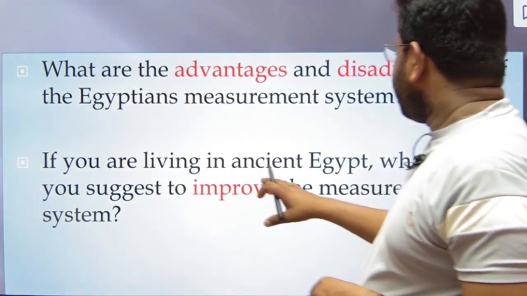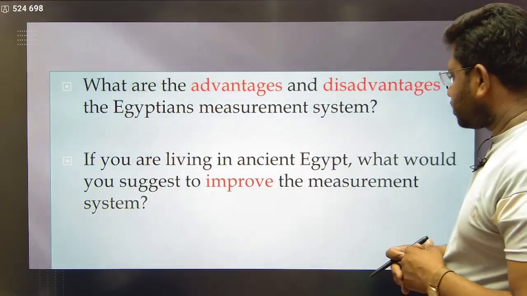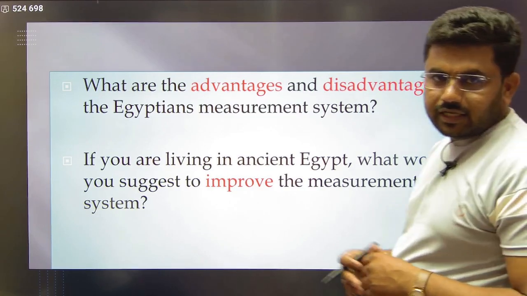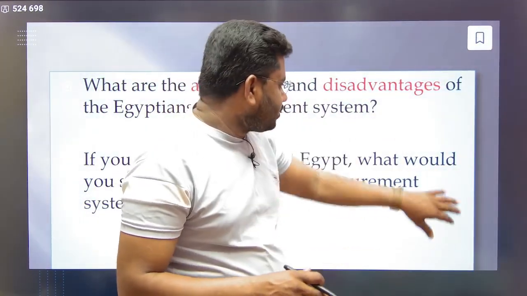If you were living in ancient Egypt, what would you suggest to improve the measurement system? You have to decide what you should do about this. I mean, you have understood this.